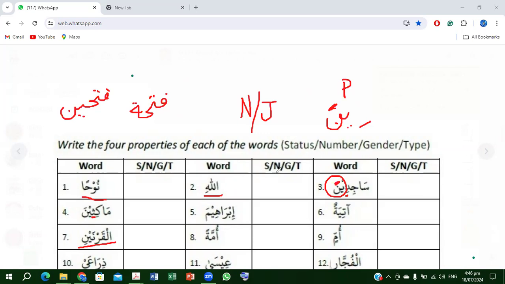Now, Shifa, would you tell about Allah? Yes, ma'am. Status is jar. How did you recognize? Because it's with kasra. The last word is with kasra. So kasra is always under, like jar is under, right? So this is kasra, so status is jar. Then gender is masculine, because for Allah Subhanahu wa Ta'ala we use this masculine gender. Otherwise, there is no gender for Allah Subhanahu wa Ta'ala.